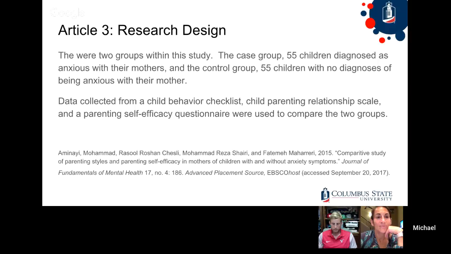Data collected from a child behavior checklist, which was a standardized form that parents fill out to describe their children's behavioral and emotional condition. A child parenting relationship scale, which was 30 questions of child-parent relationship, and the parent self-efficacy questionnaire, which assesses parent self-efficacy, were used to compare the 2 groups.